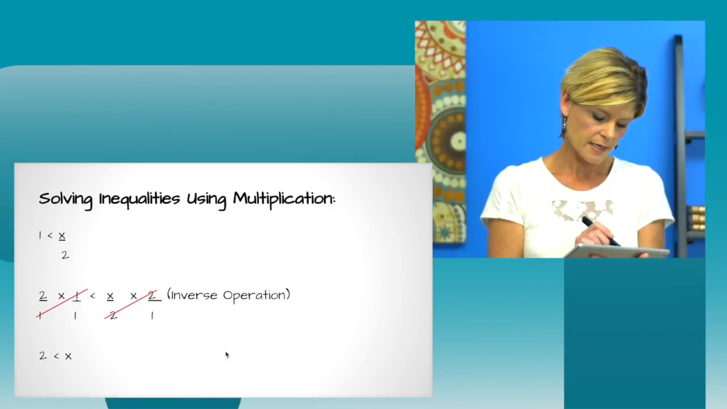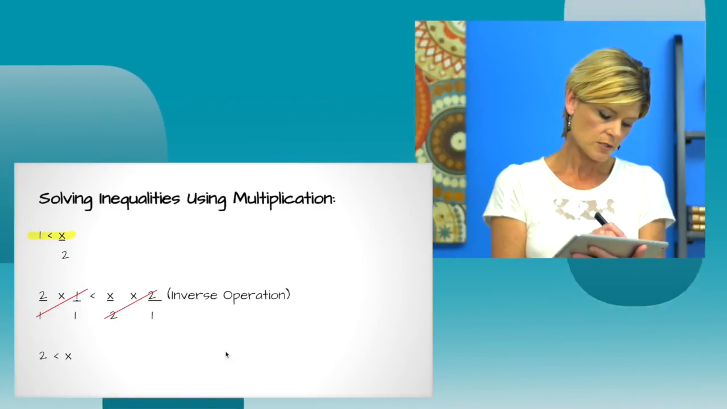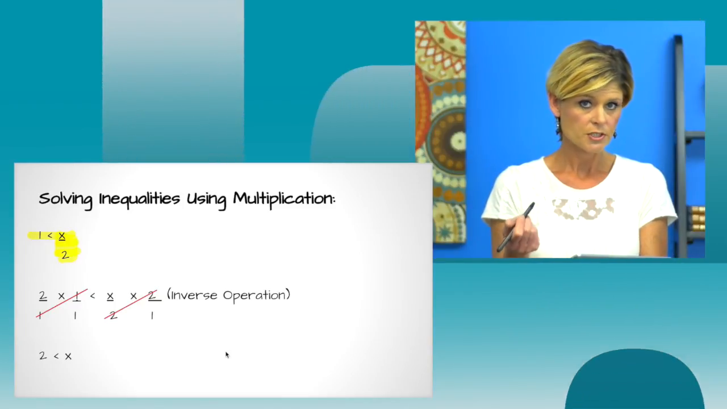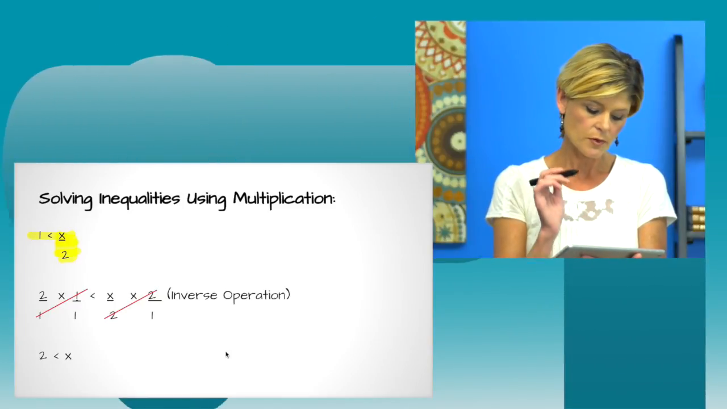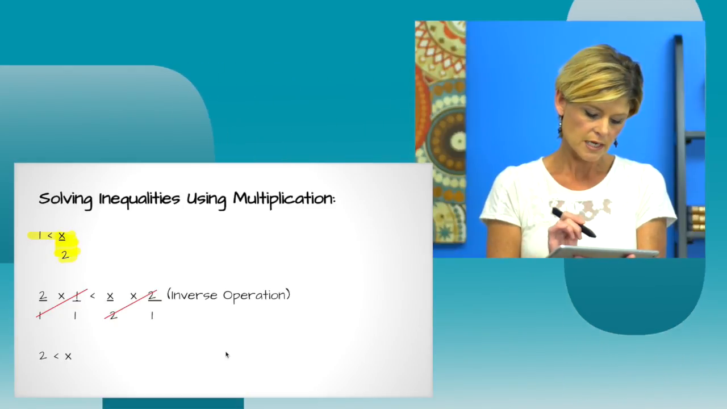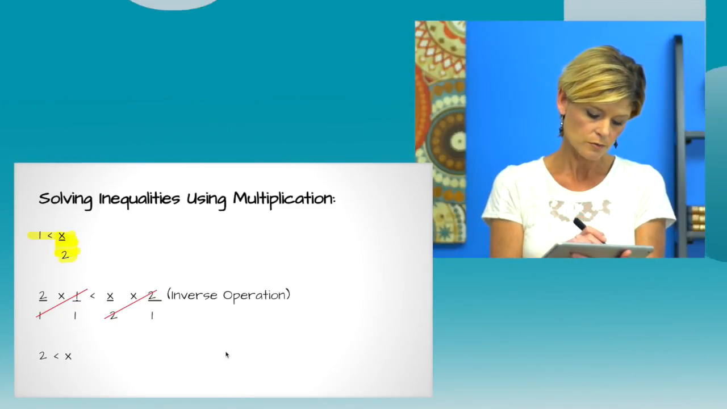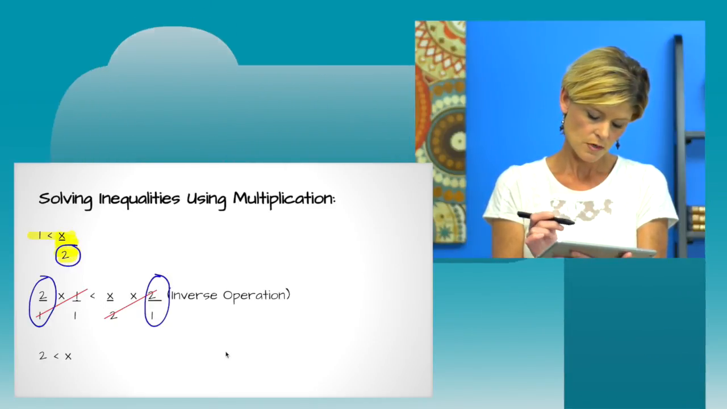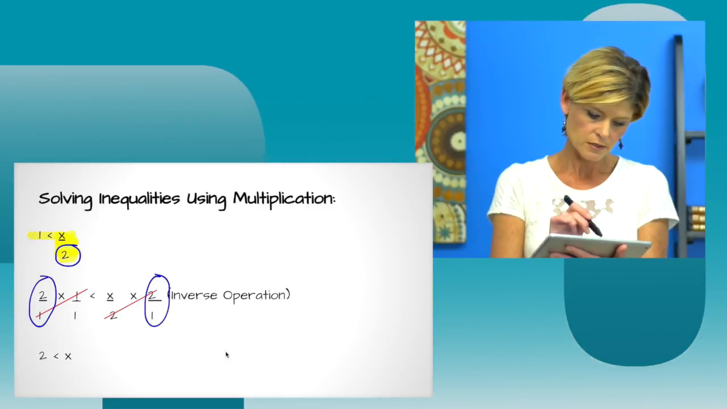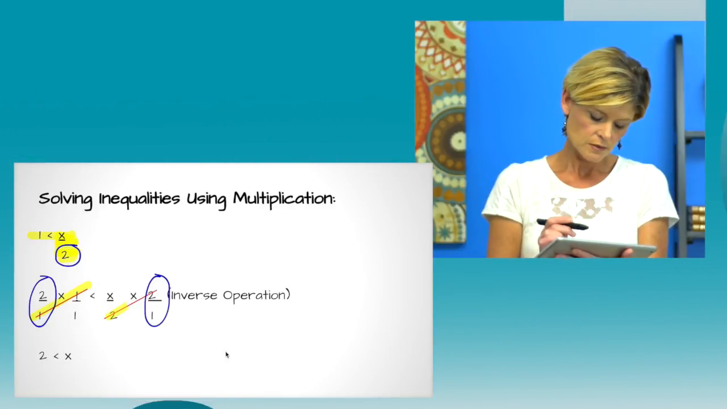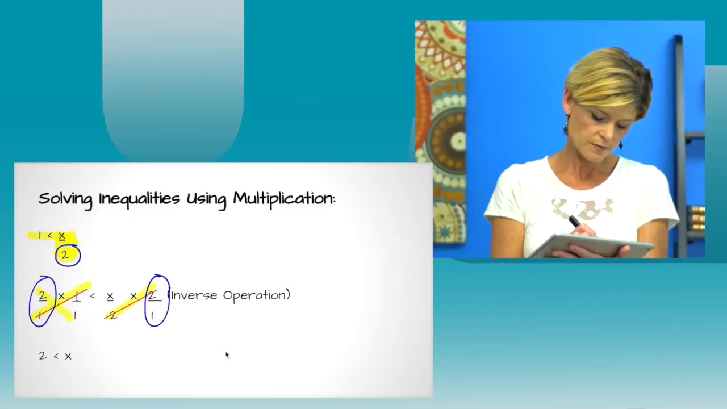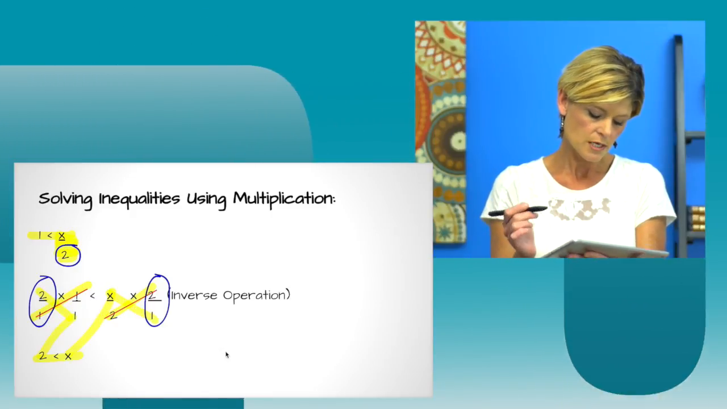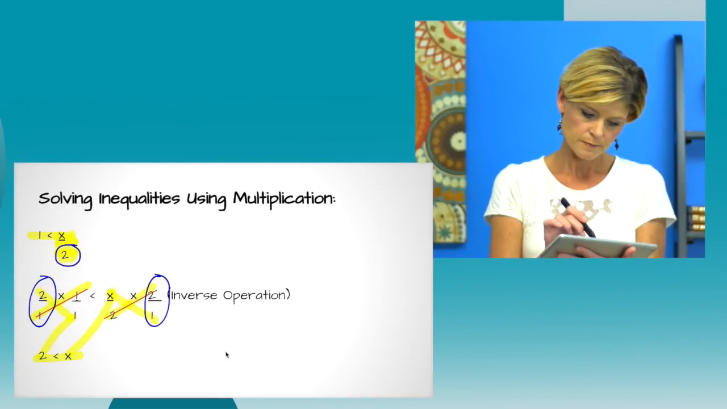So this problem asks 1 is greater than x over 2, which is telling us to divide. And so the inverse operation of division would be multiplication. So I'm going to multiply both sides of the inequality by this 2, and I've written it as 2 over 1. Now my 1's will cancel out. So basically I've got the 2 here, and x over 1, I've got the x here. So now I have 2 is less than x.